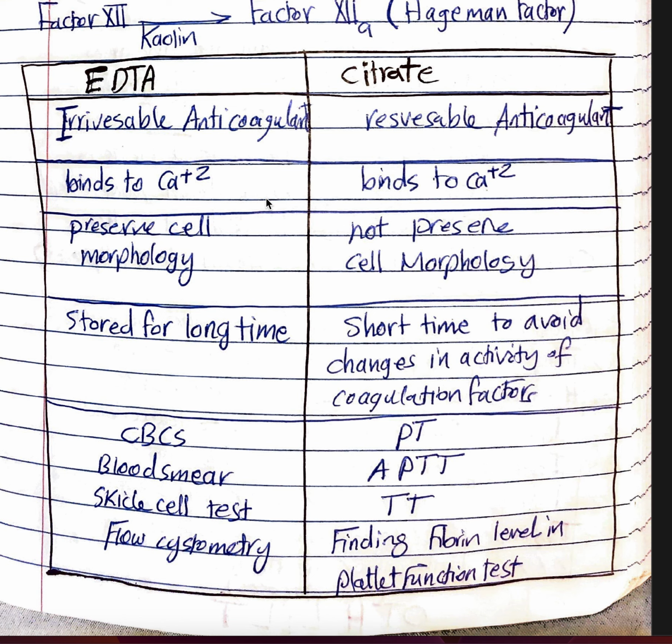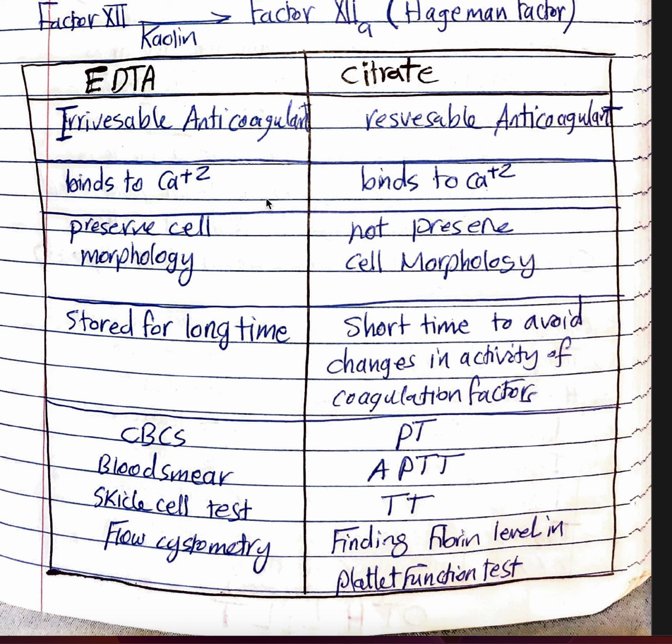So we have here EDTA and citrate. What they have in common is that they bind to the calcium ion, so they have the same mechanism. But EDTA is an irreversible anticoagulant, preserves the cell morphology, and lasts a long time because it's irreversible. It's used in CBC, blood smear, flow cytometry, and also skeletal disease, because I don't want any coagulation to happen at this time.